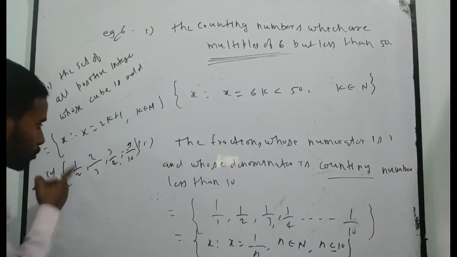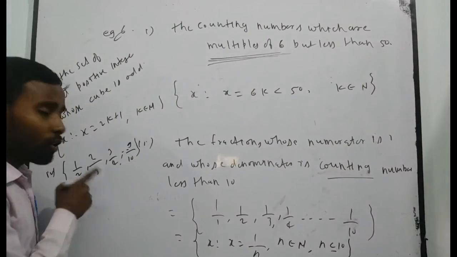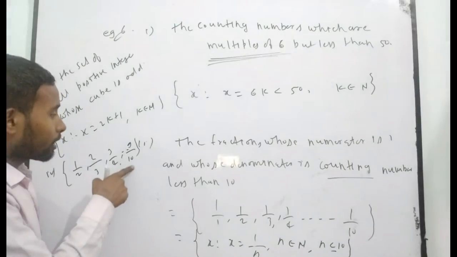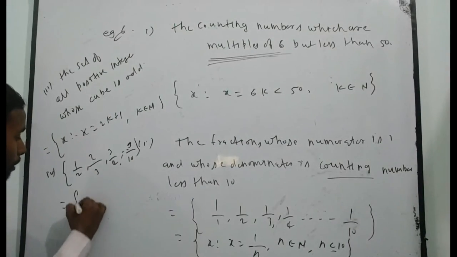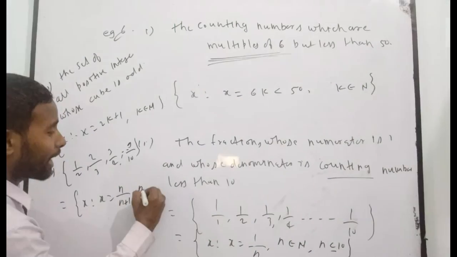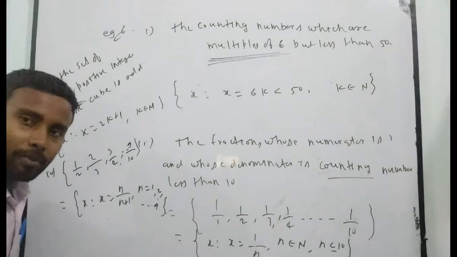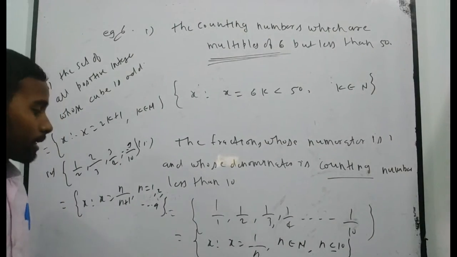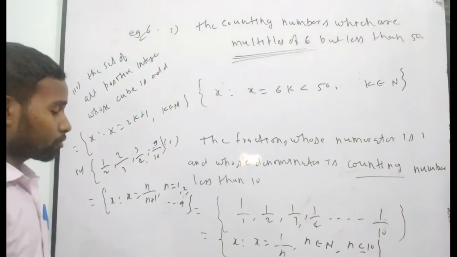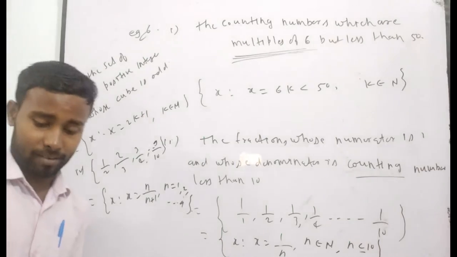It is nothing. If you see in each fraction, the denominator is just greater than the numerator by 1. 3 is greater than 2 by 1, 4 is greater than 3 by 1, 10 is greater than 9 by 1. So the form is {x such that x = n/(n+1), where n = 1, 2, ... 9}. This is the set builder form of notation of this set. Have you understood? Now again take the next example for you, example 5.